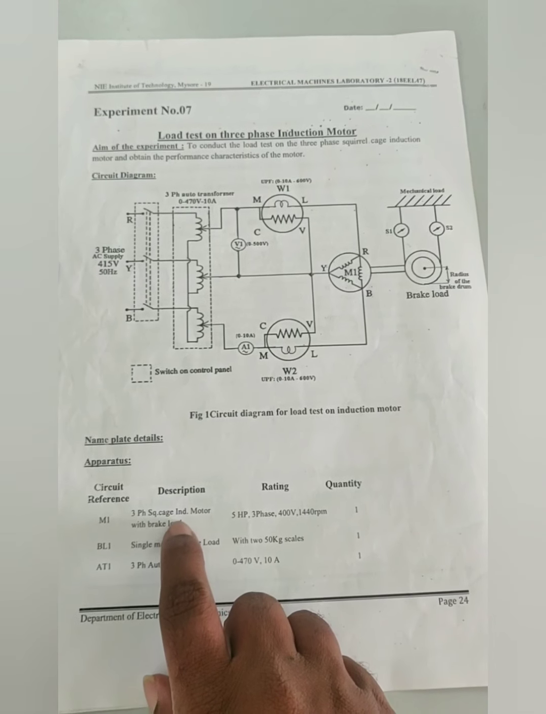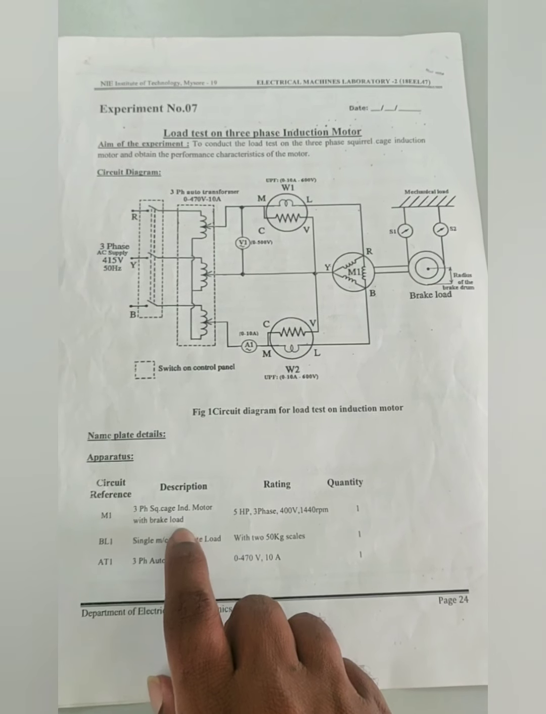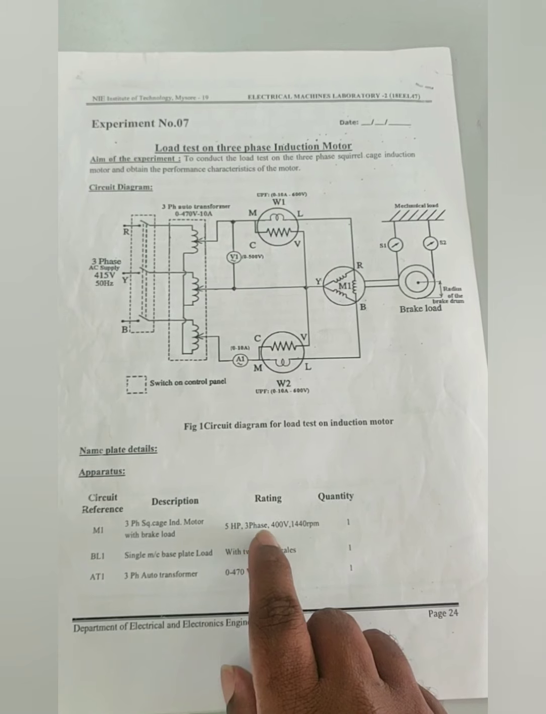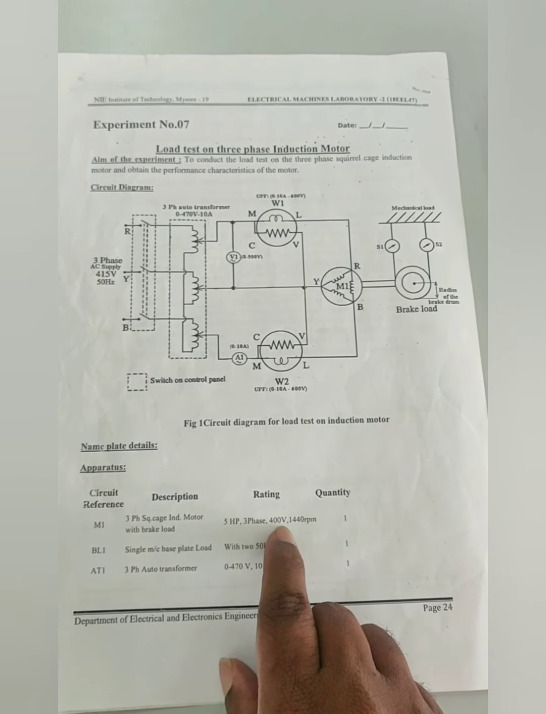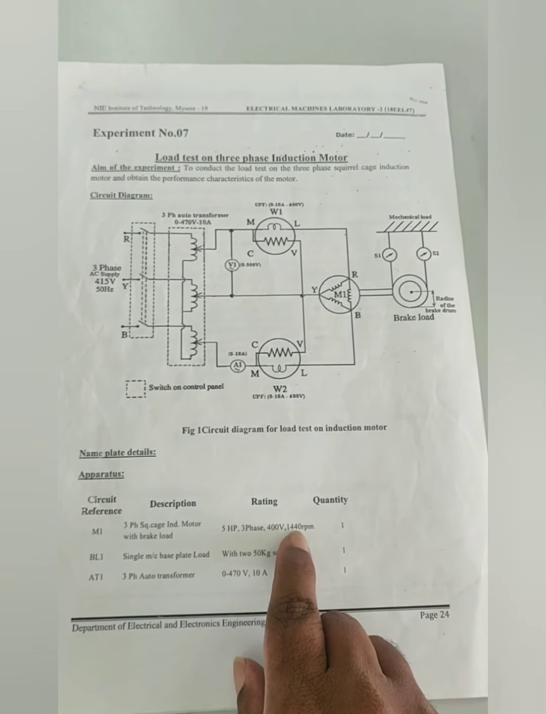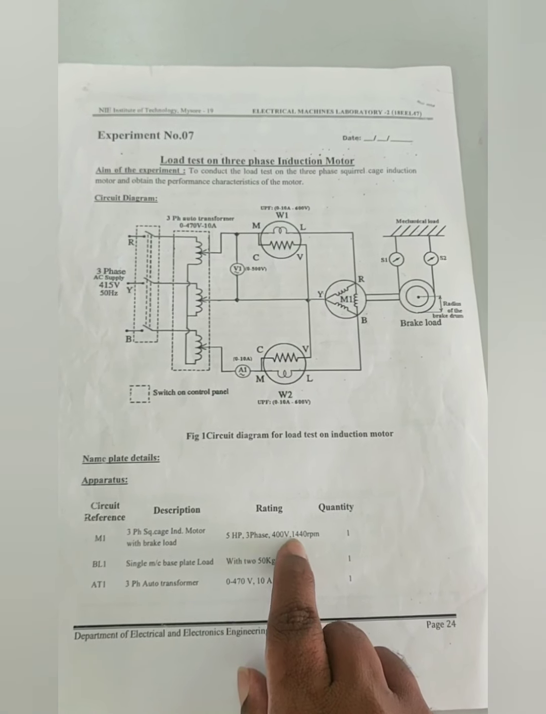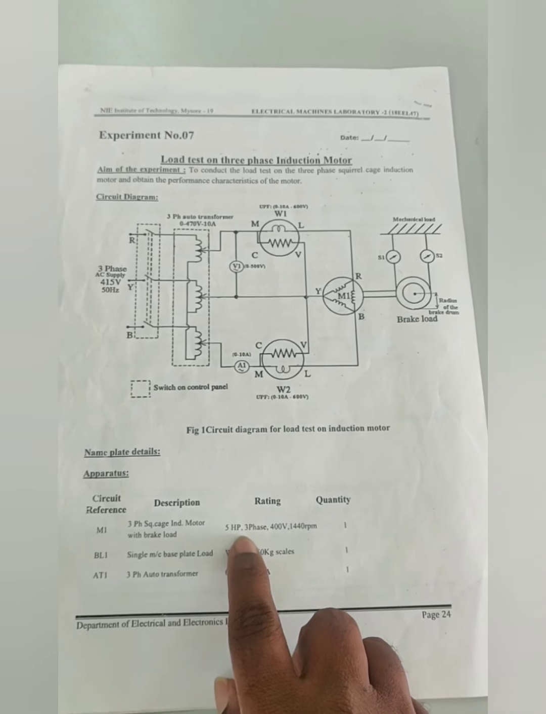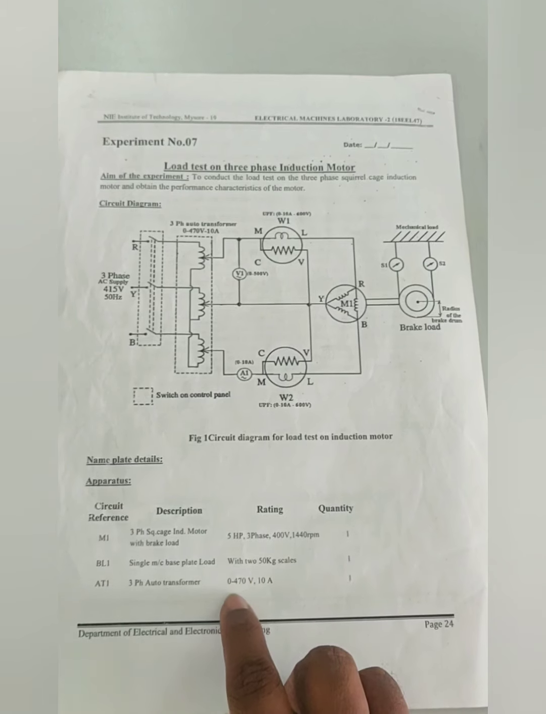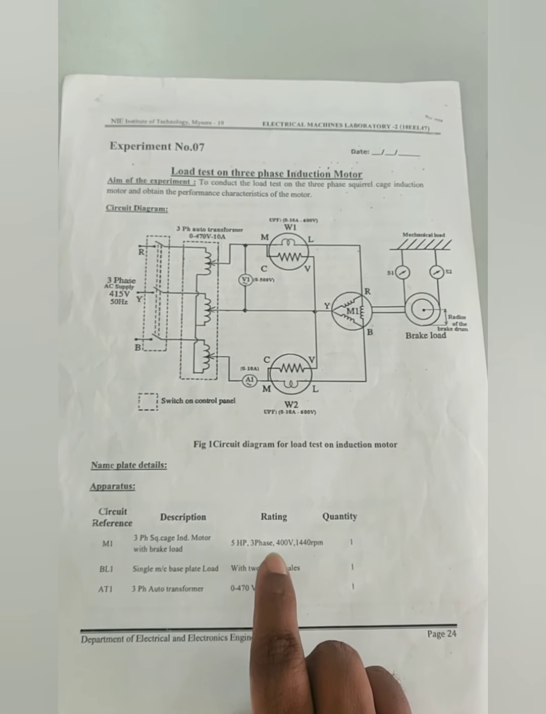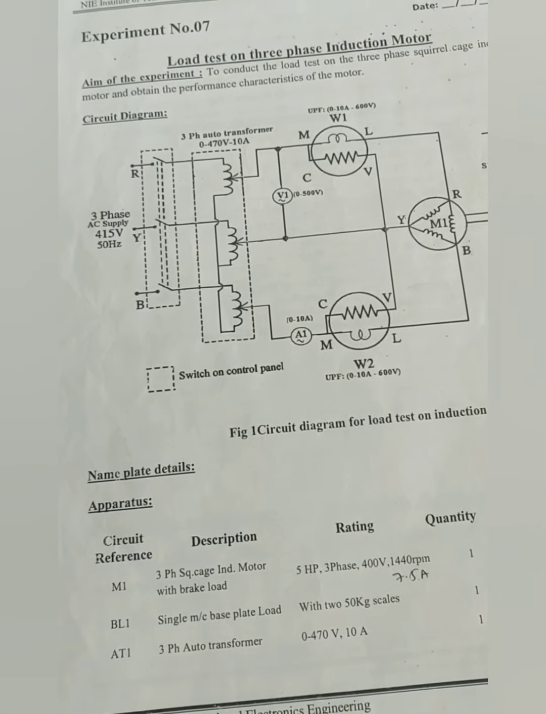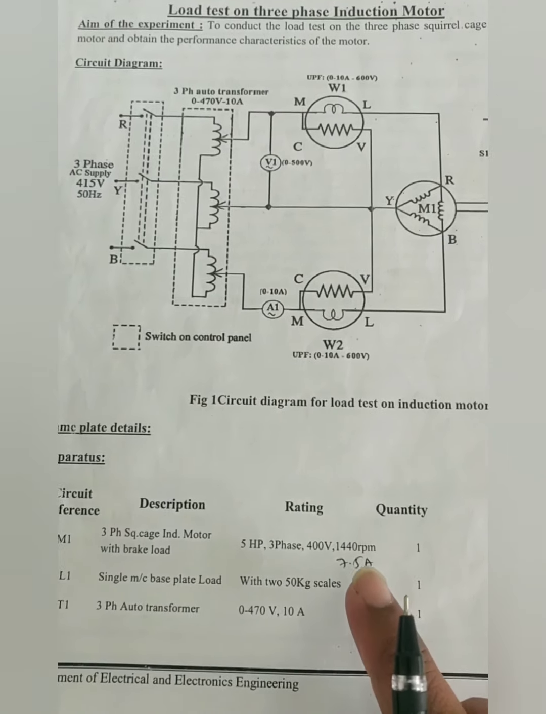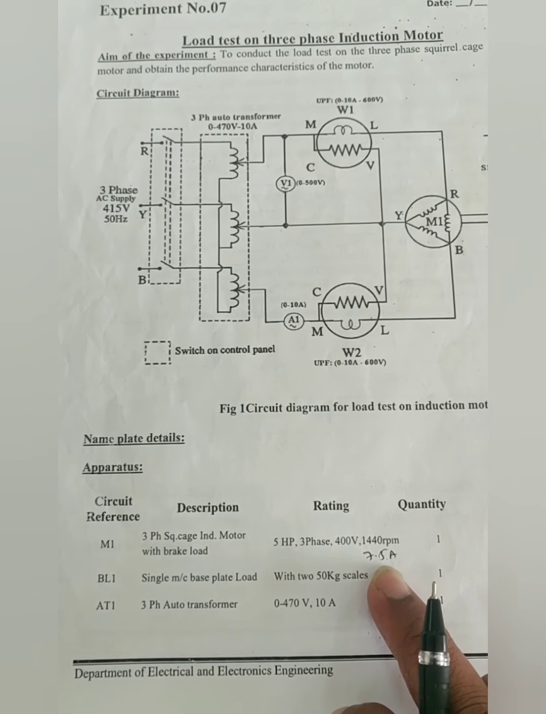The machine type is a three-phase squirrel cage induction motor, the rated voltage is 400 volts, and the rated speed of this machine is 1440 rpm. It is a 5 HP motor. If you calculate the current, it will come around 7.5 amperes.